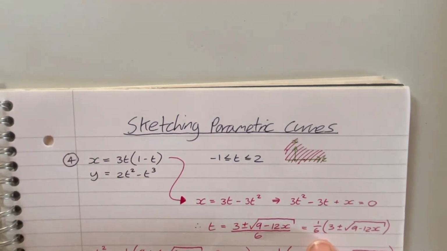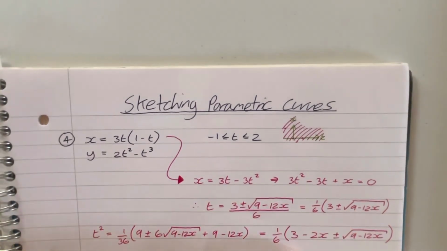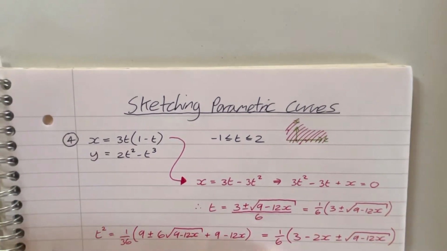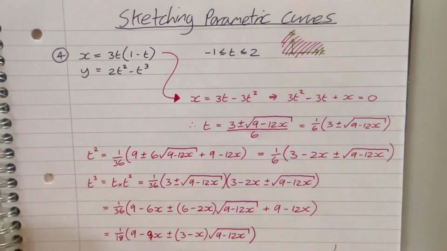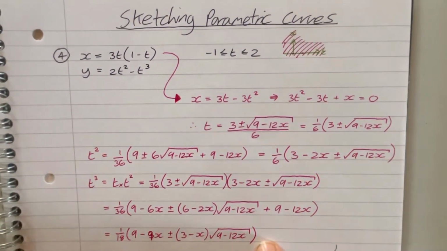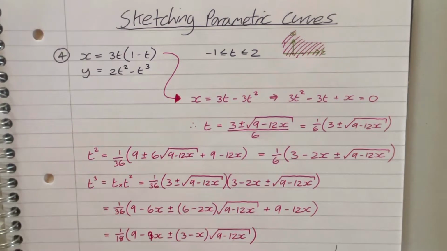So what I did was I took this definition of t and I squared it, and that gave me this, which I simplified to that. And then finally I cubed t as well, which gave me ultimately this, and feel free to check that, but it is correct. I have checked it myself. Well done if you got that. It's not particularly pretty, but that is the solutions for t squared and t cubed.